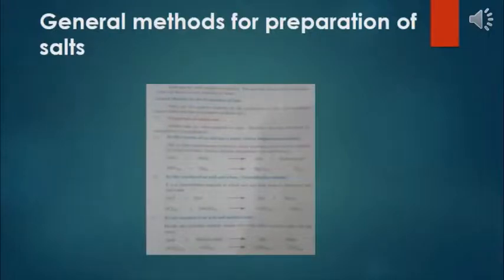Now here comes the preparation of salts. Salts may be water soluble or insoluble. The methods used for the preparation of salts are based on their solubility in water. General methods for the preparation of salts: there are five general methods. Four methods make soluble salts, but one prepares the insoluble salt. So here we'll discuss them one by one in this slide.